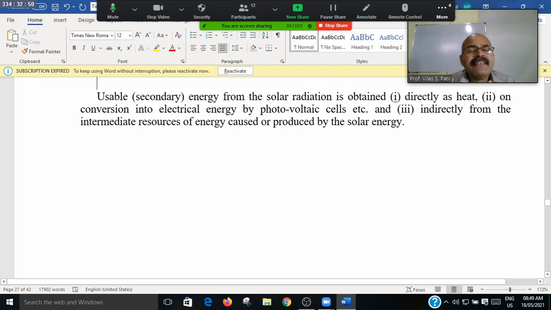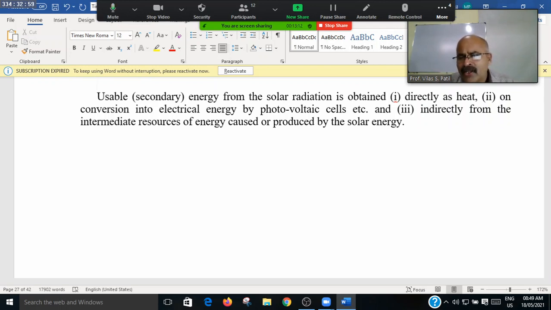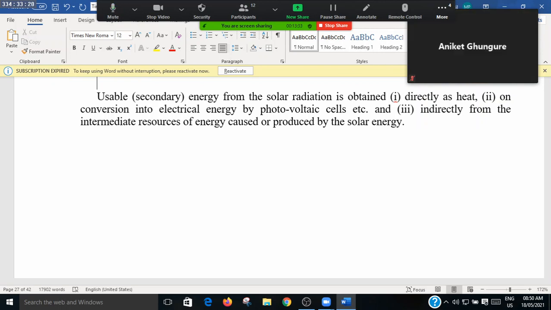Usable secondary energy from solar radiation is obtained directly as heat. That is the usable energy we can use directly from the sun to dry the clothes, to dry the rice, to dry other things. For drying purposes the solar energy is used directly. Second is the conversion to electricity by the photovoltaic cell.